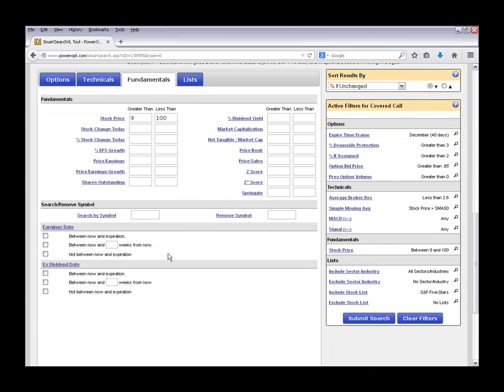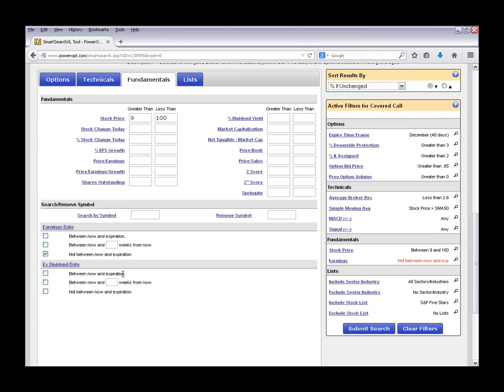For our covered call positions, I usually suggest checking the box looking for securities that do not have an earnings date between now and expiration. As we mentioned earlier, if you're trading on the ETFs, you don't need to worry about the earnings.